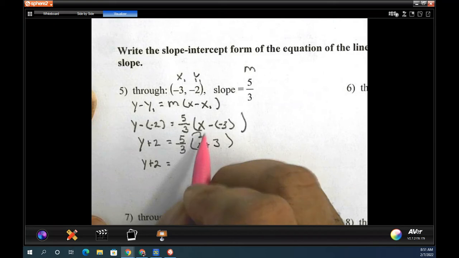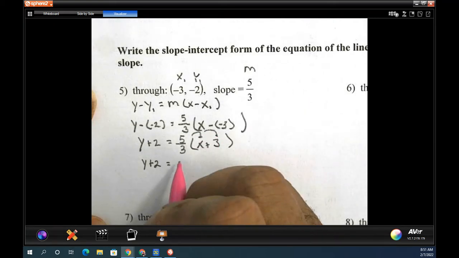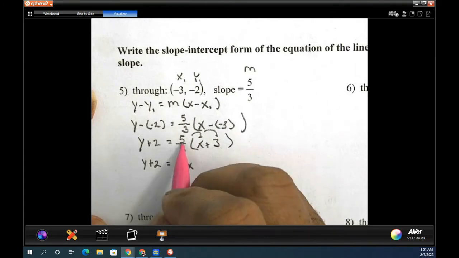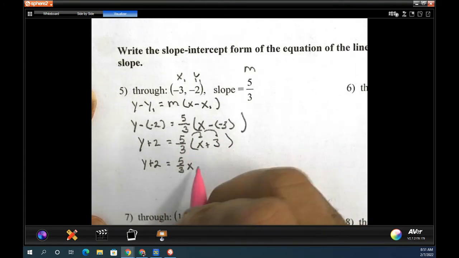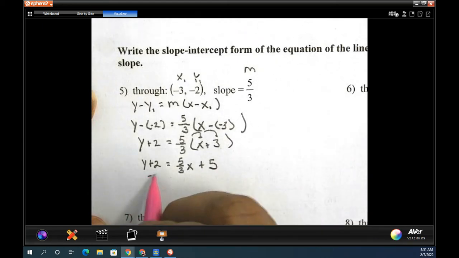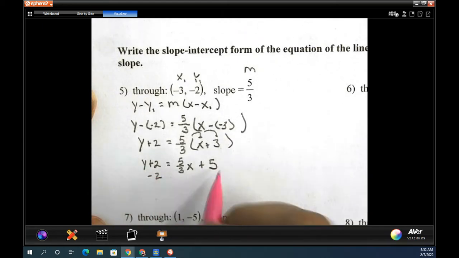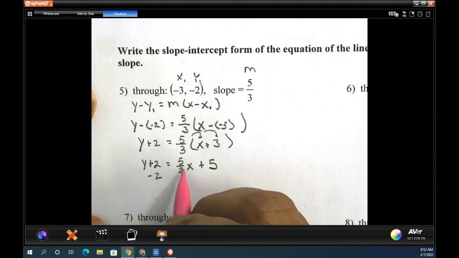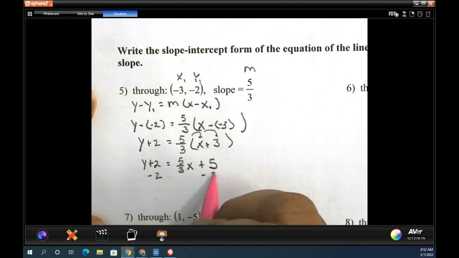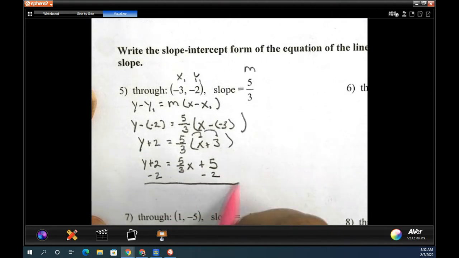Distribute. So this becomes 5/3 x. 5/3 times 3 is just 5. Now, subtract 2 to get it to the other side. You don't subtract it from this. They're not like terms. But you can subtract it from that number every time. So now your answer is y equals 5/3 x.